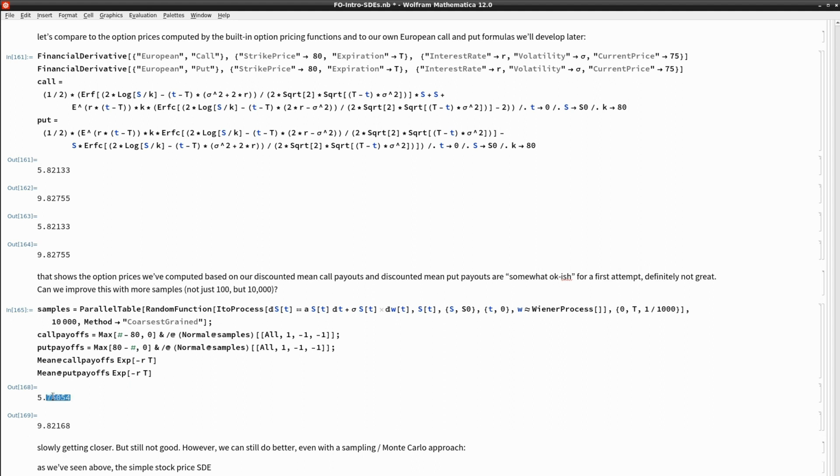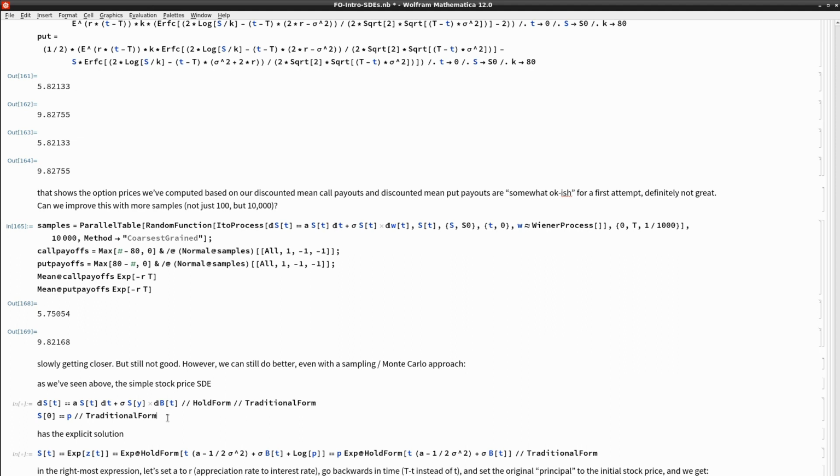And we now get 5.75 for the calls and 9.82 for the puts. So I think the put price is much better. We already have 2 correct decimals, but the call price is still disappointing. The call price is still 7 cents away. The put price is already 2 decimal points correct. So we're learning that we're slowly getting closer. But this is still not good. And can we still do better?